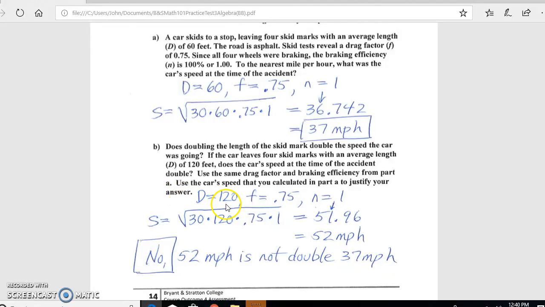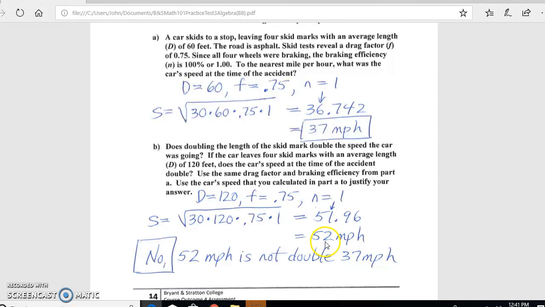So in this case, D is 120, and F is still 0.75, and N is 1. And we're going to substitute these values into the equation. Remember to use your square root, and you should get 51.96. And we're going to round this off at the nearest mile per hour, the ones place. We have a 9 next to it, which is 5 or greater, so the 1 goes up to a 2. So with skid marks doubled to 120 feet, the speed of the car was 52.